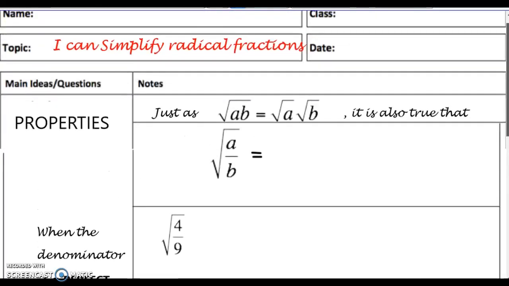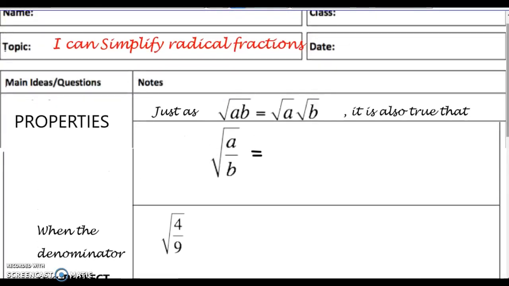All right, here we are for the next part. I can simplify radical fractions. Also, sometimes we'll say I can rationalize the denominators of radical fractions.